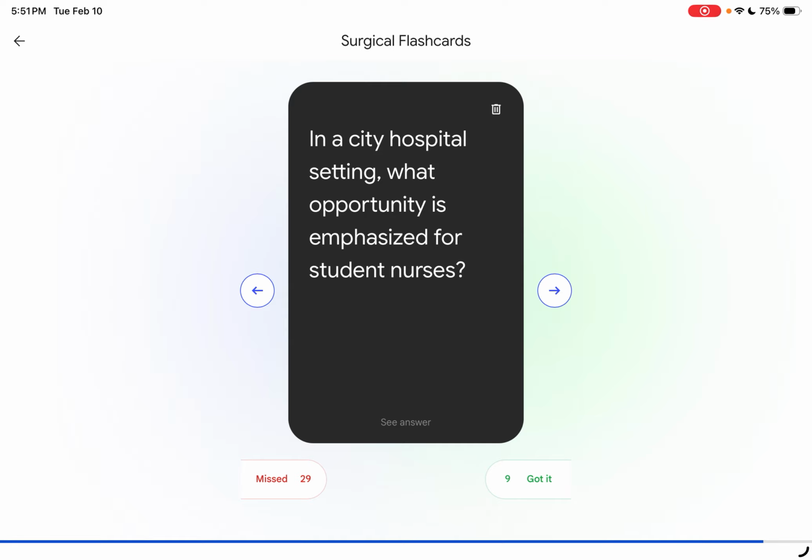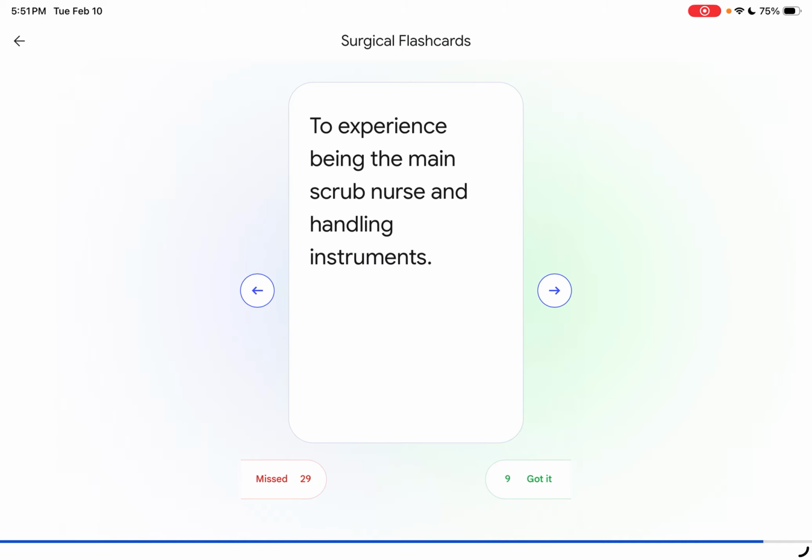In a city hospital, what opportunity is emphasized for student nurses? The experience of being the main scrub and handling instruments.